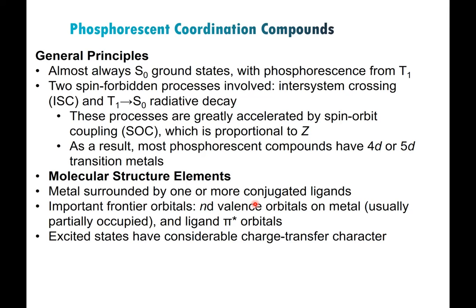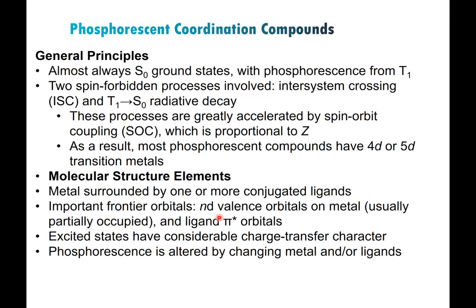The excited states usually have considerable charge transfer character because, again, the valence filled orbitals, those that are close to the HOMO level, usually involve a lot of d orbital character on the metal. And then what you're exciting into, which is either the LUMO or some other higher lying accessible orbital, is going to be pi star on one of the ligands, and so you have that charge transfer from the metal to the ligand often being invoked.